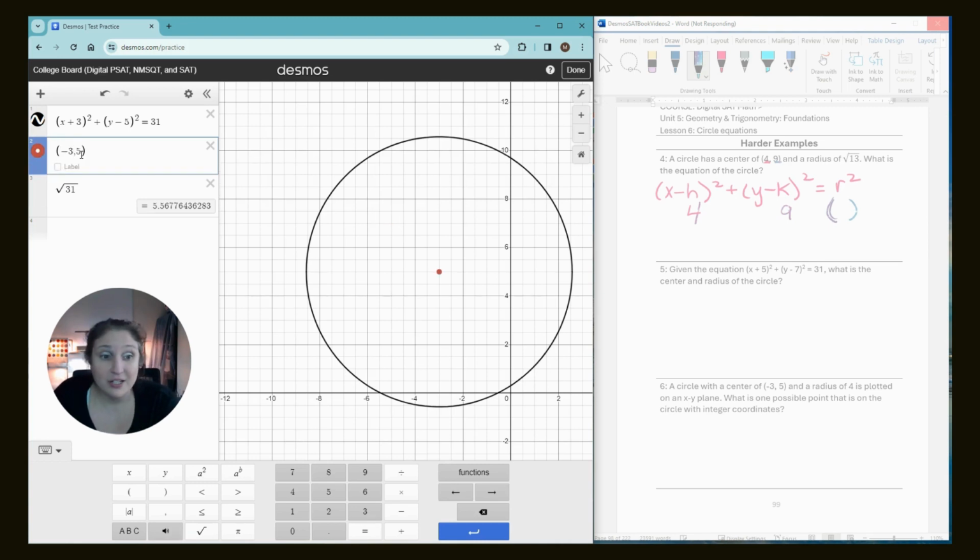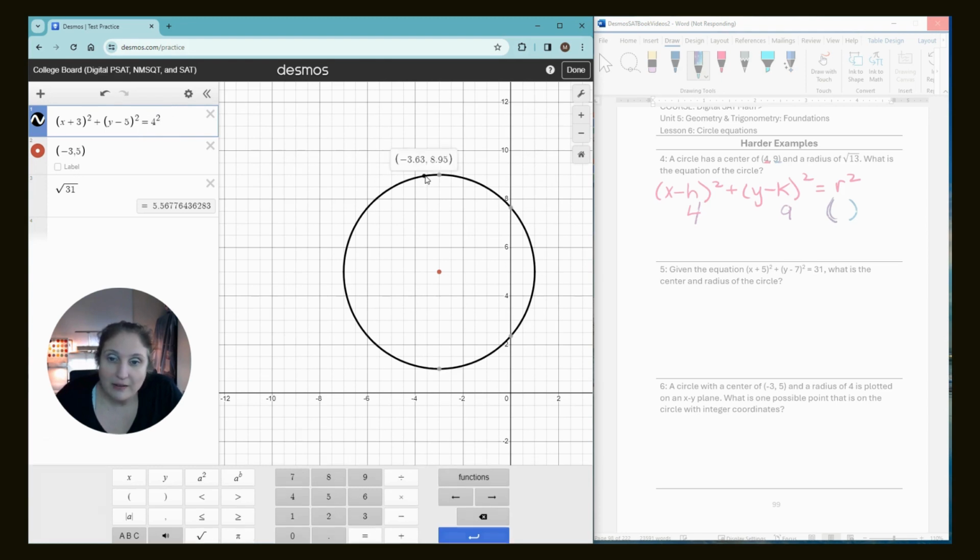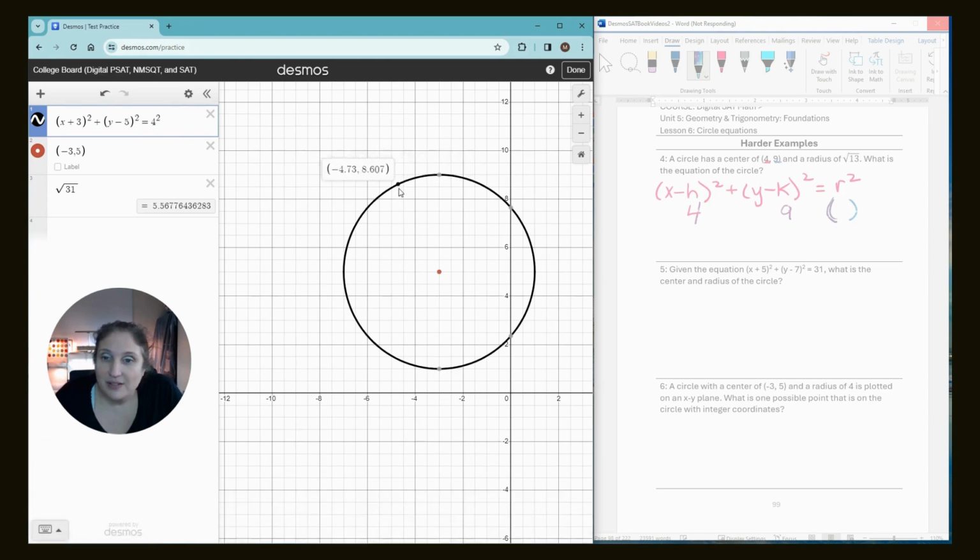And yeah, that's the center. And then it says the radius is 4, so this would be 4 squared. And here we go. What is one of the possible coordinates that are integers? Well, if I start driving around, see all of these decimals, decimals, decimals. And then eventually we get a ding: (-7, 5). So that's one of the points.